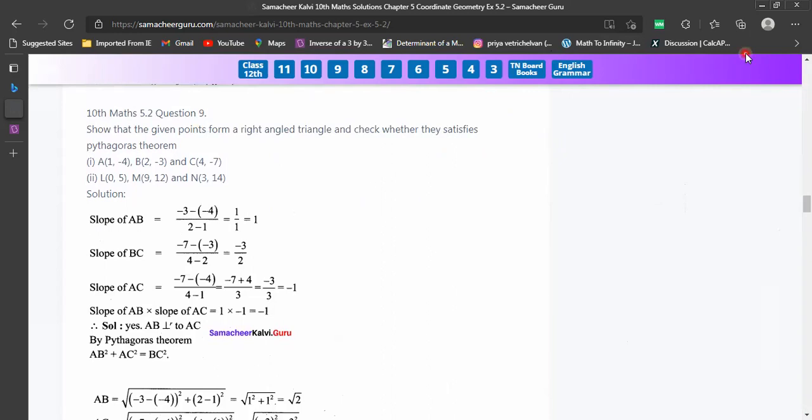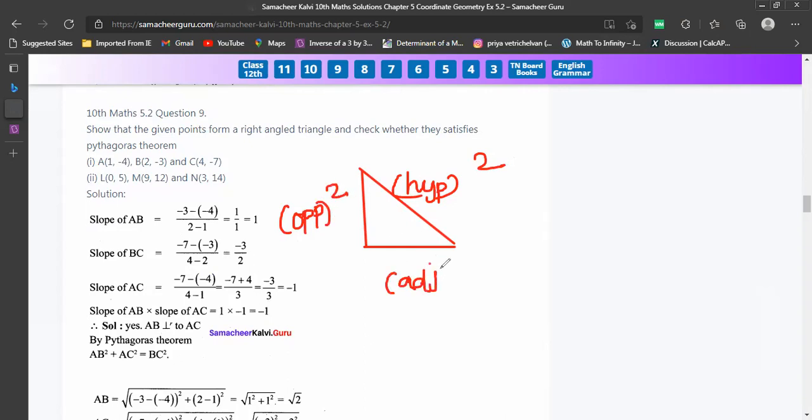Question number 9. Show that the given points form a right-angled triangle. Check whether they satisfy Pythagoras theorem. So a right-angled triangle is like this, and they're asking us to check the Pythagoras theorem also. What is Pythagoras theorem? Hypotenuse squared is equal to the sum of the opposite side squared and the adjacent side squared, isn't it?